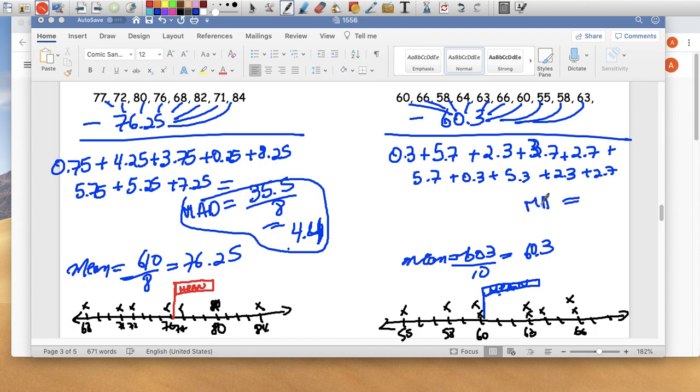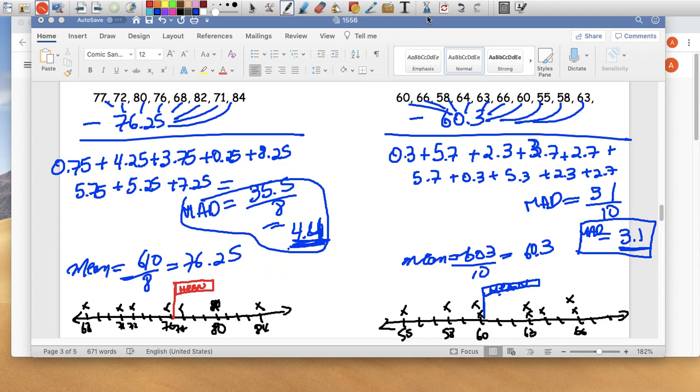So again, the MAD here, and let's add these numbers. 0.3 plus 5.7 plus 2.3 plus 3.7 plus 2.7 plus 5.7 plus 0.3 plus 5.3 plus 2.3 plus 2.7. And I'm getting 31. And with this one, we divide by 10 because there's 10 numbers. And we get a MAD that's 3.1. Okay, so it's not a tiny, tiny MAD, but in comparison to this group here, it's smaller. These guys are a little bit closer to the mean than these guys.